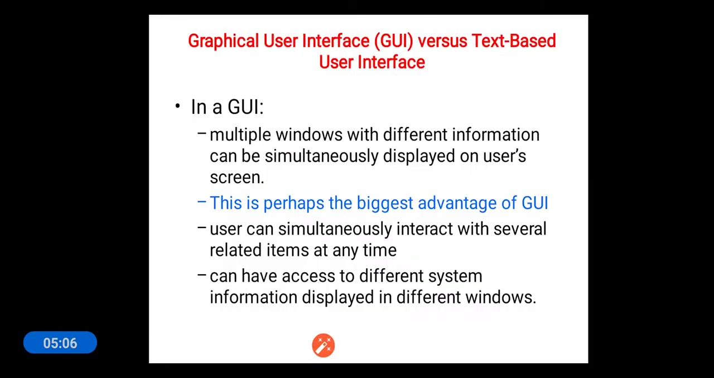So in a graphical user interface, multiple windows with different information can be displayed at a time, and this is perhaps the biggest advantage of GUI. Users can simultaneously interact with several related items at any time, and they can have access to different system information displayed in different windows.